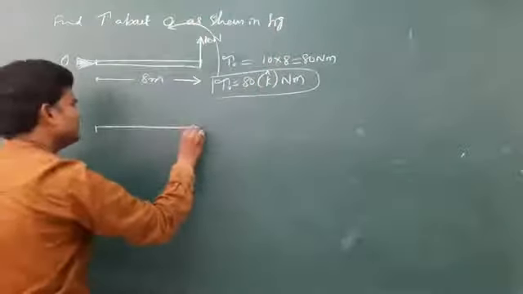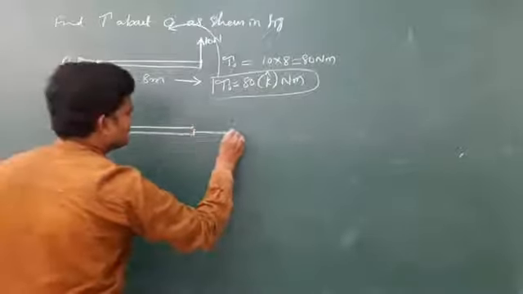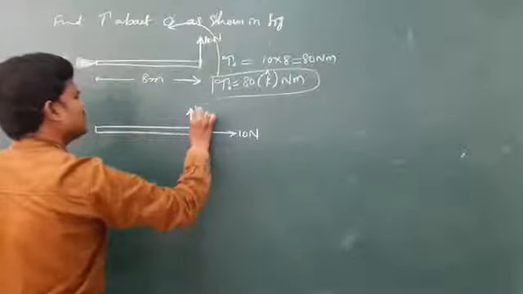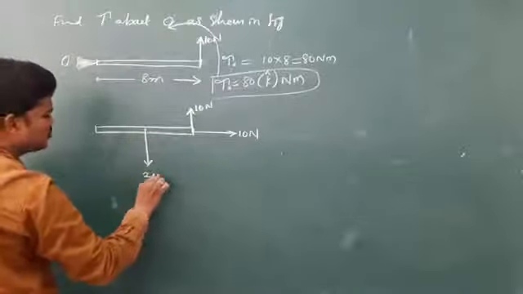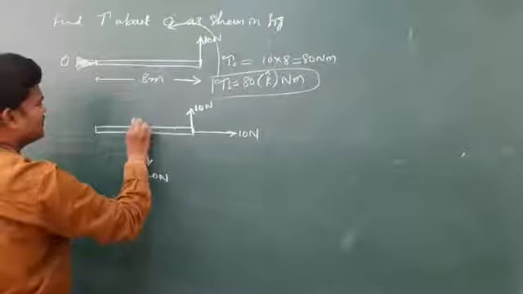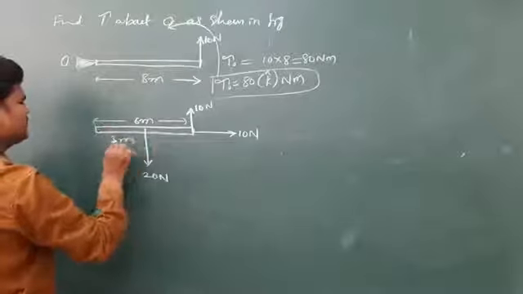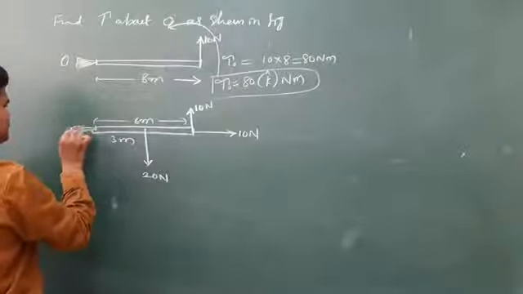So let us try one more question. Now the force is acting in this direction, 10 Newton. This is also 10 Newton. This is 20 Newton. Rod length is 6 meter, and this is 3 meter. You try this fast.